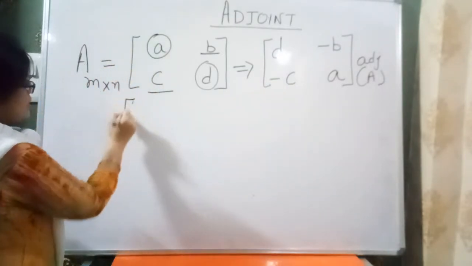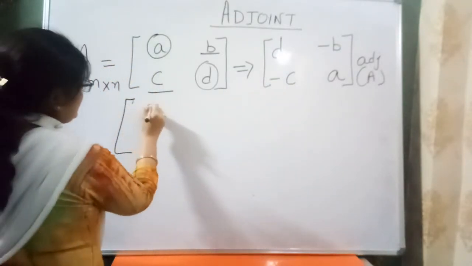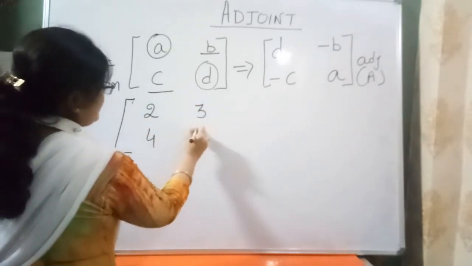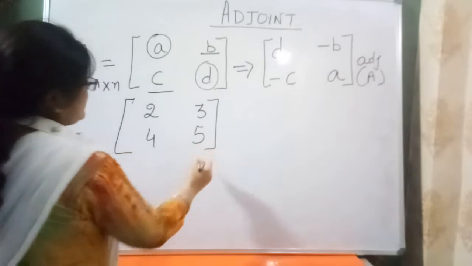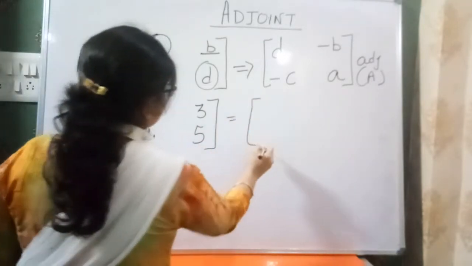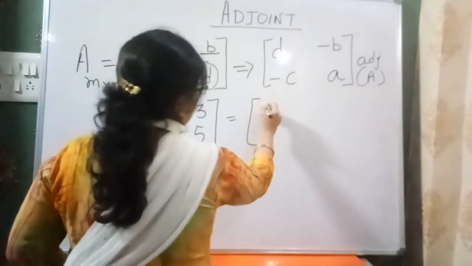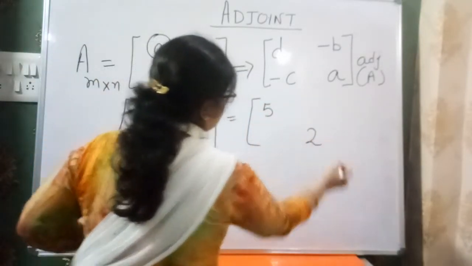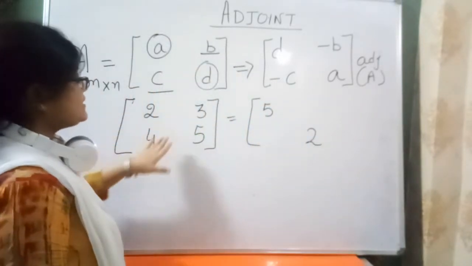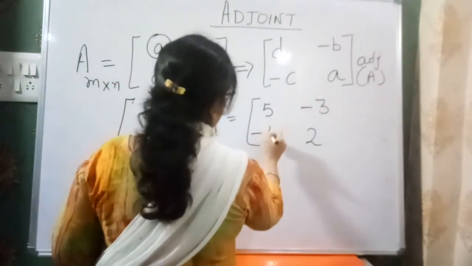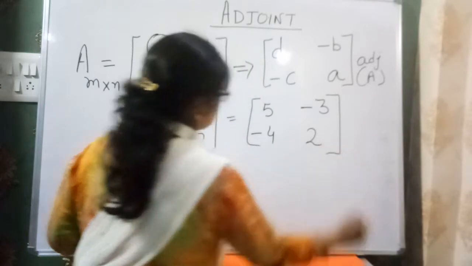Now I am going to take one case. For example, we have 2, 3, 4 and 5. What is the adjoint of this matrix? Tell me. You have to interchange them. That means we have 5 here and 2 here. It's so easy. In the second case, the digits remain there, but we have to change the signs.